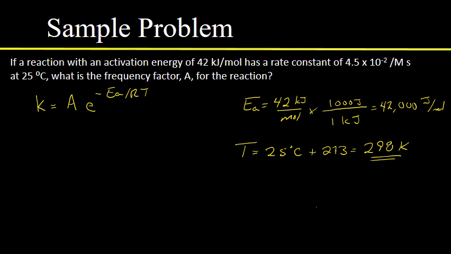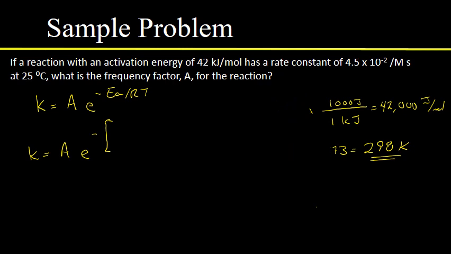All right, so let's go ahead and put this in here. I'm not going to put units. I'm not going to put the value in for K yet, just because it gets a little bit messy. I'm going to focus just on the exponent on the right for now. That's A times e to the, put this whole thing in here. Our activation energy is 42,000 joules per mole.